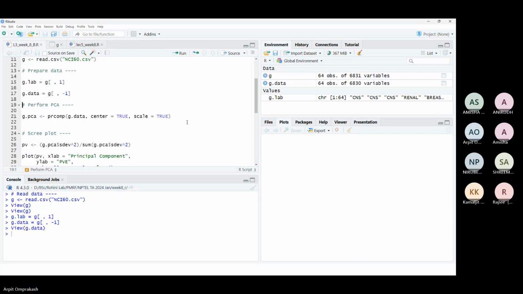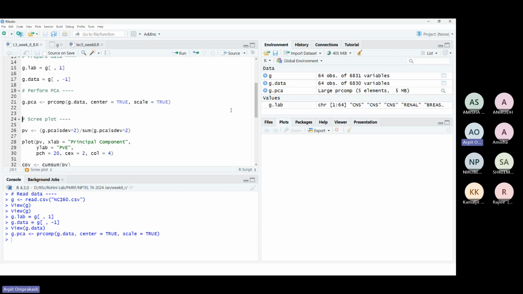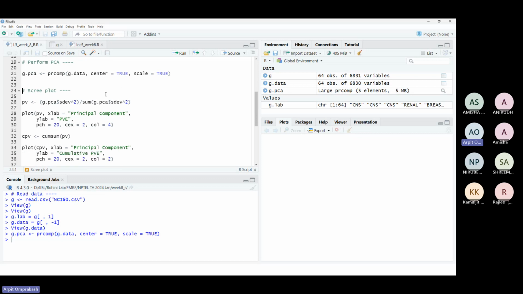Okay. Now we want to perform PCA. So we'll use the prcomp function to perform PCA. We'll provide it the data, G dot data. We want to center it and scale it. So we'll put center equal to TRUE, scale equal to TRUE, and we save it to G dot PCA. Right. Now we want to make a scree plot to look at the different principal components and how much variance they explain.